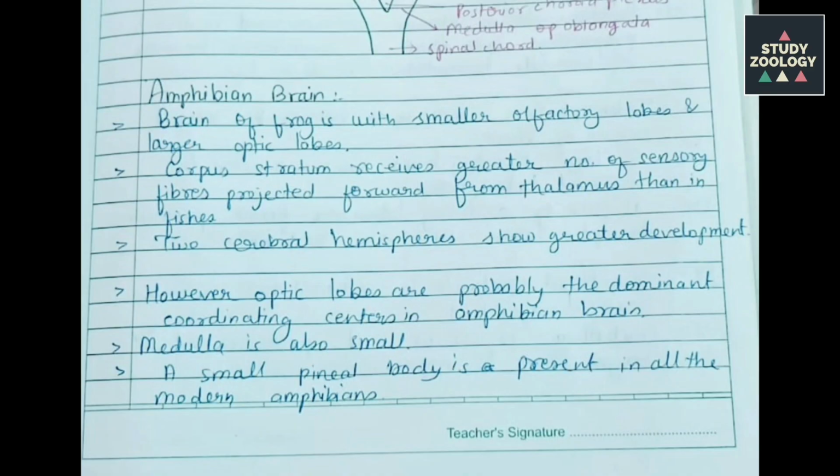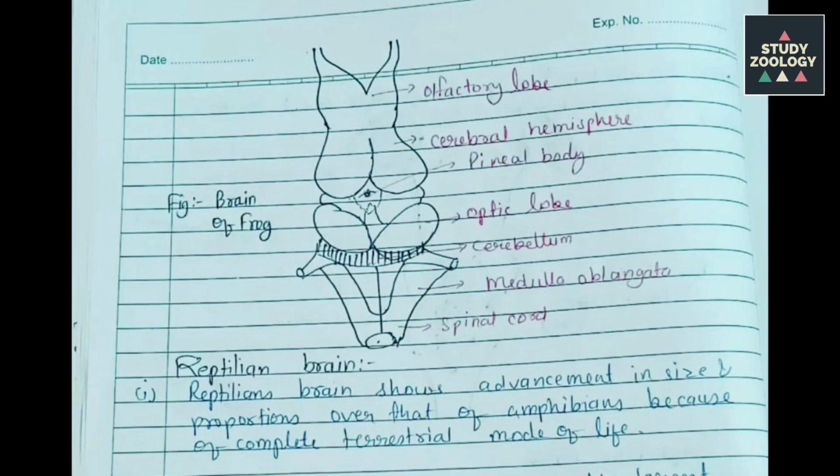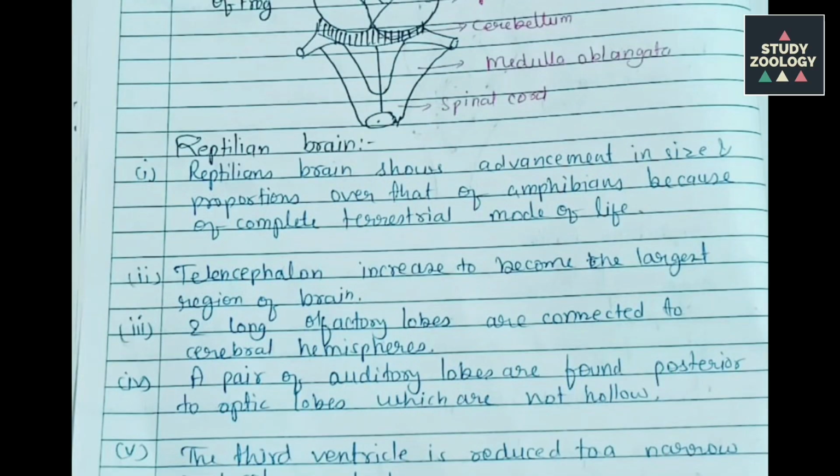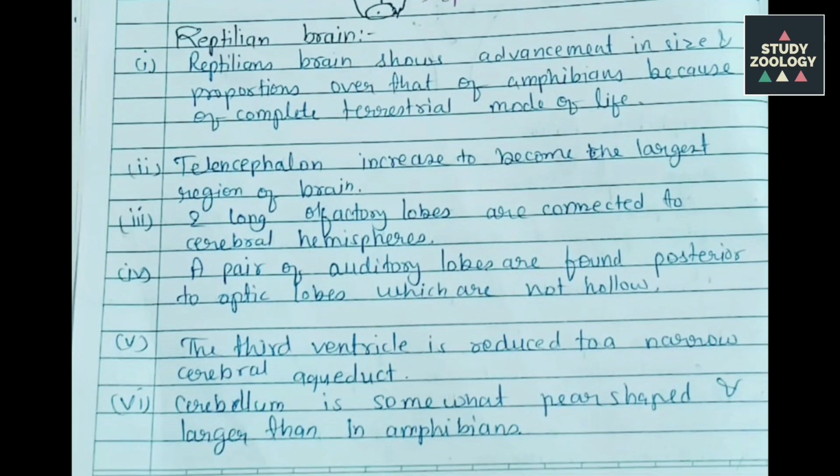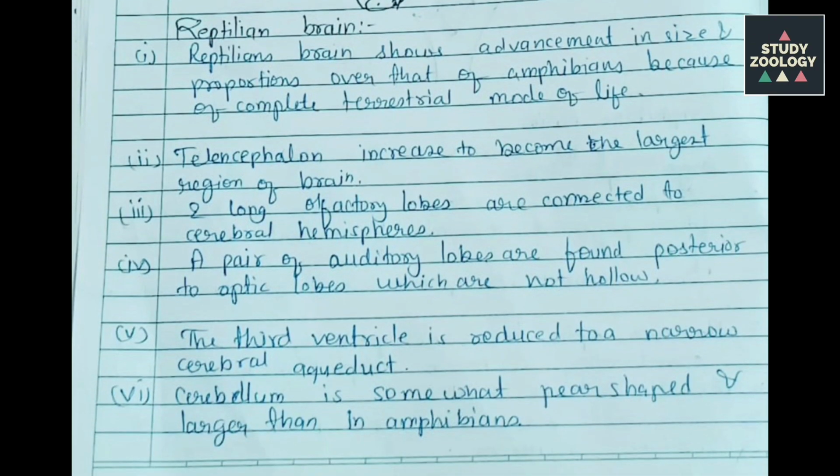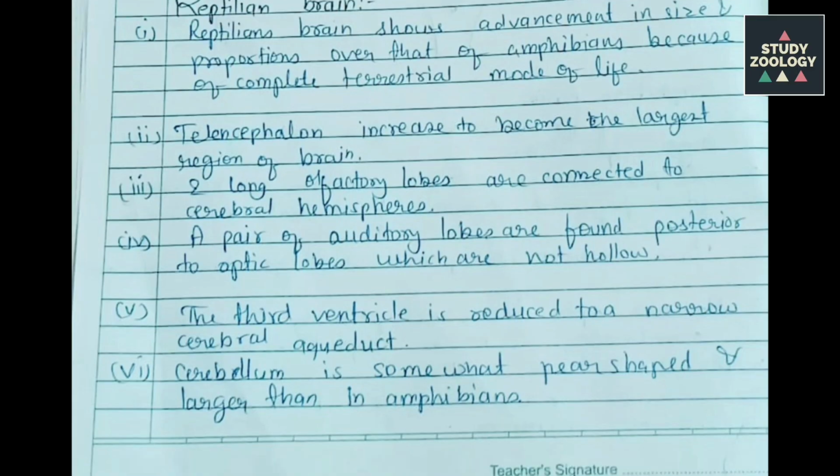Medulla is also small. A small pineal body is present in all the modern amphibians. Third is reptilian brain. Reptilian brain shows advancement in size and proportions over that of amphibians because of complete terrestrial mode of life. Telencephalon increased to become largest region of brain. Two long olfactory lobes are connected to cerebral hemispheres.